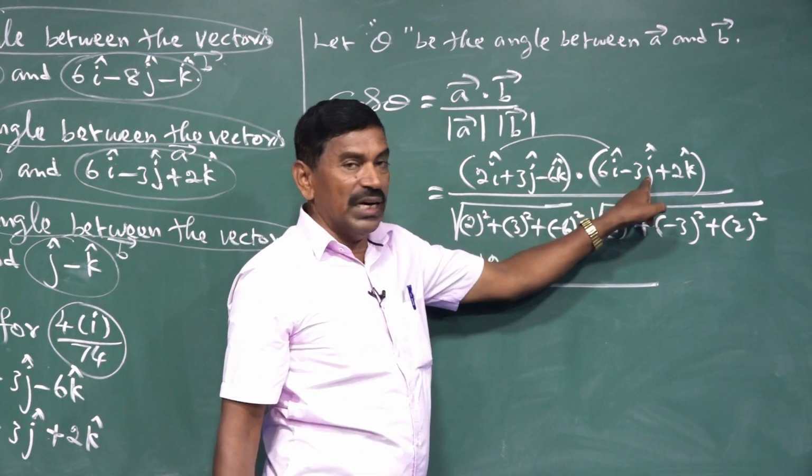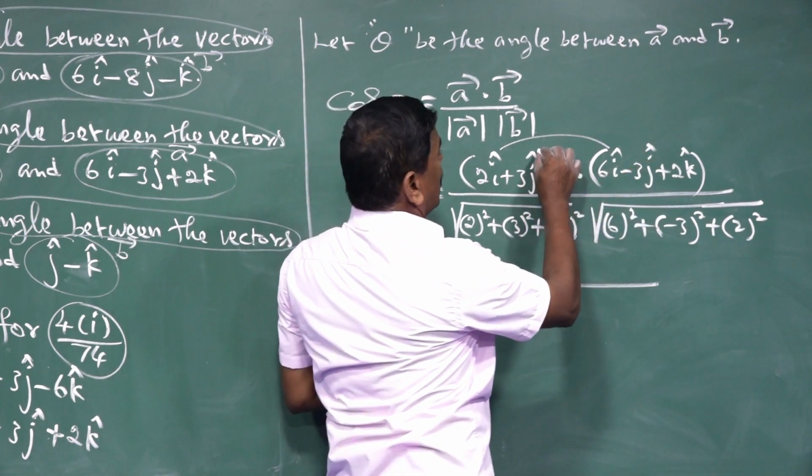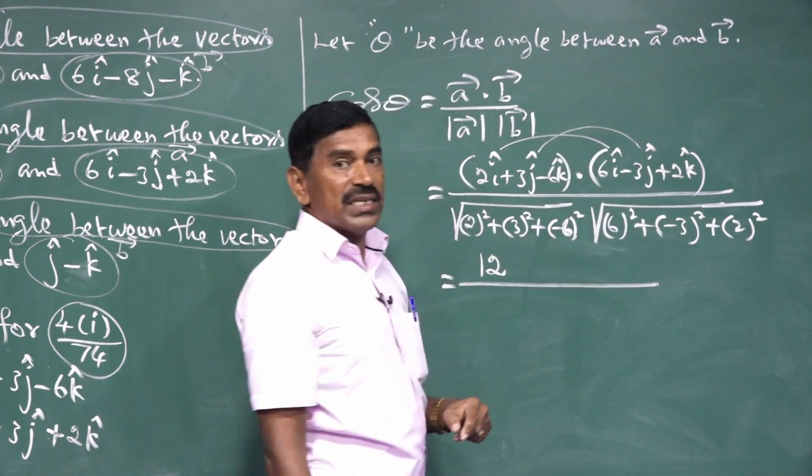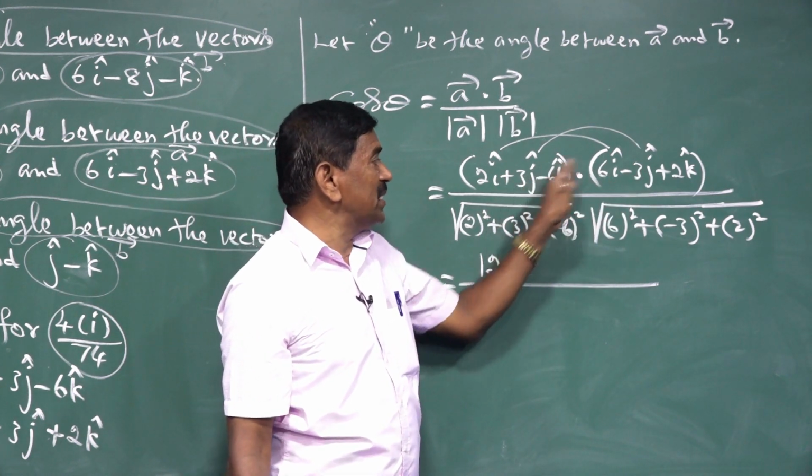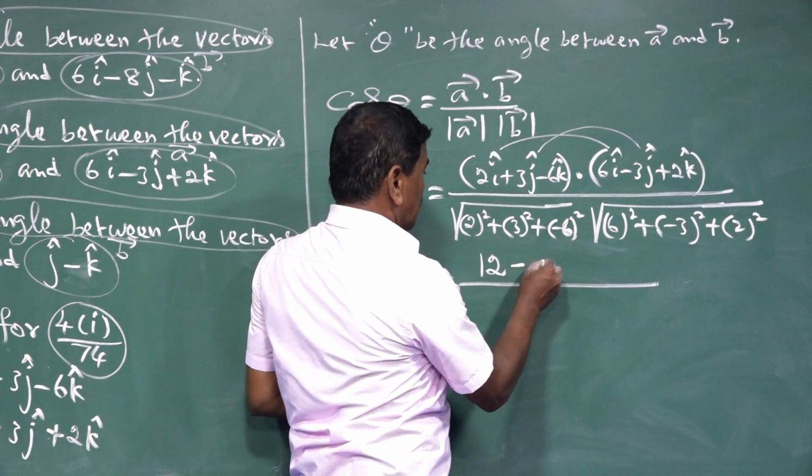Next, j to j, is it possible? J to j is possible. What is the answer? 3 3s are 9. Very good. Minus 9, because plus into minus is minus 9.